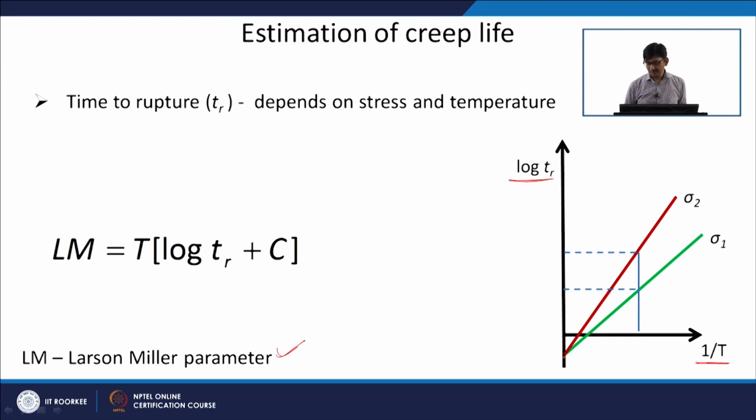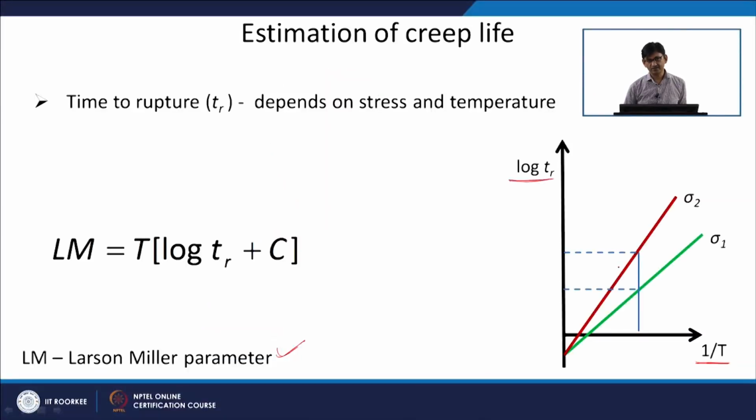So, for example, if I do a test at stress sigma 1, this is how the curve will come between 1 by T and log TR. If I do another test for the same material at another stress level, you will get another curve. So, for each stress condition you will get one curve here. Okay. So, it is kind of difficult to get so many curves and find out the life of the component under creep condition.